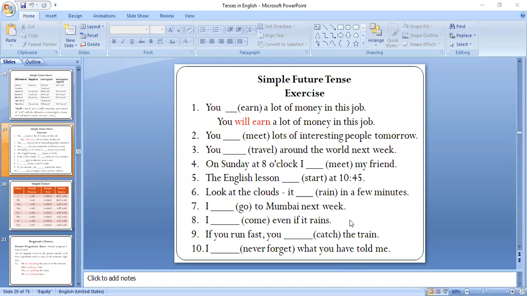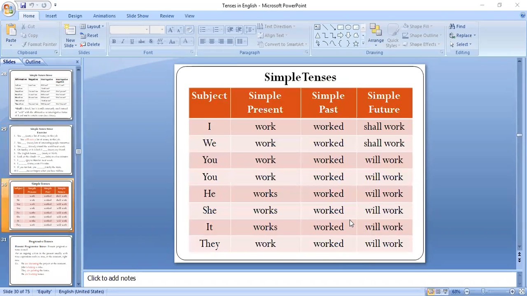This is the simple exercise that we have seen. Okay. So in the simple tenses, this is the chart. This is the important chart. Please write it down in your notebook. The simple tenses: subject, simple present, simple past, and simple future.